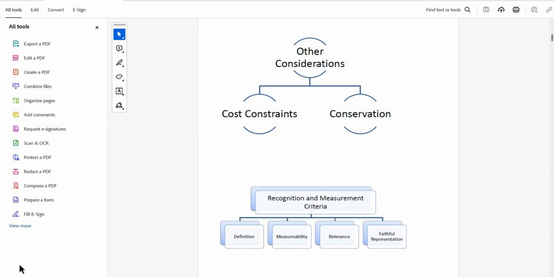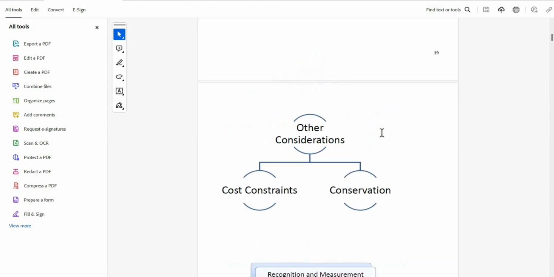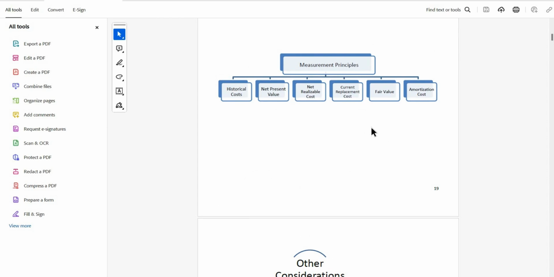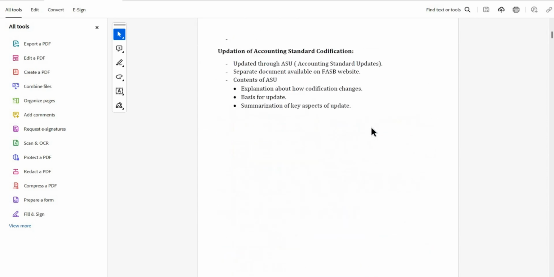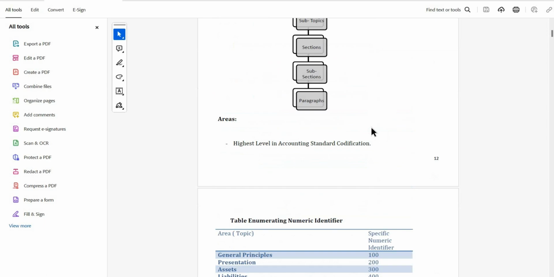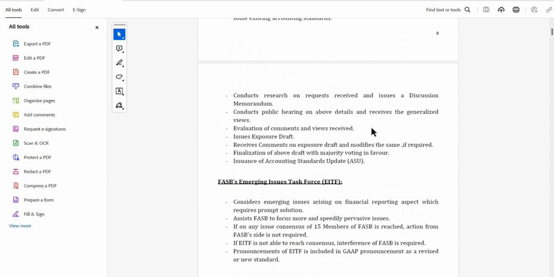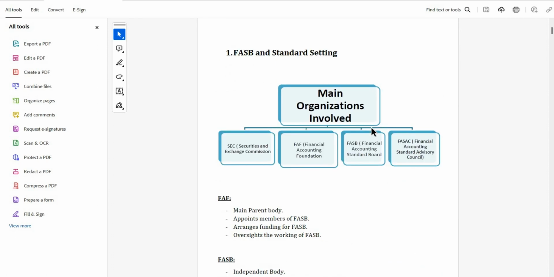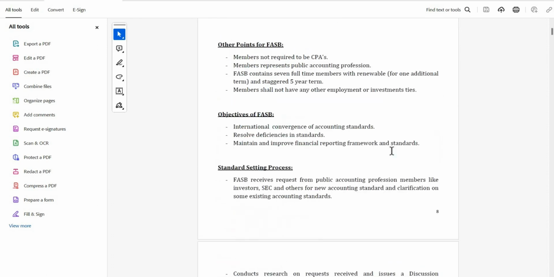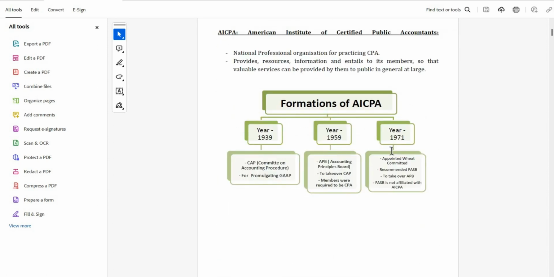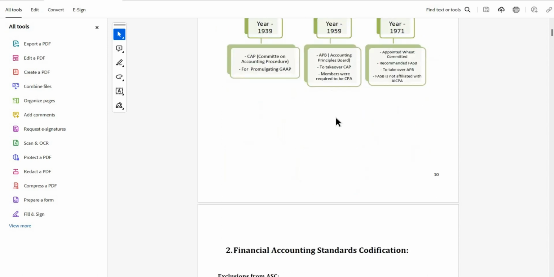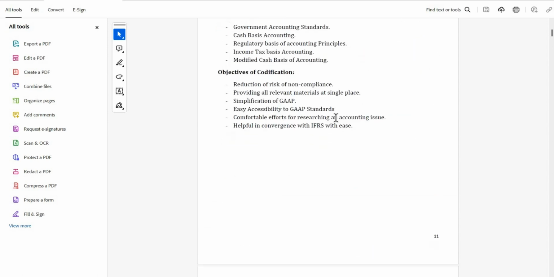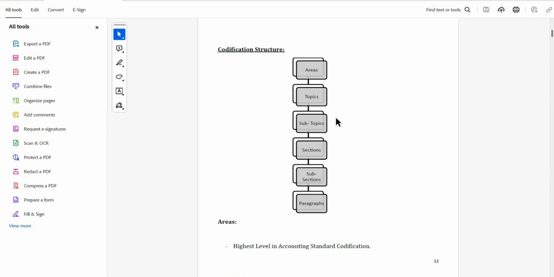Starting with the second part of the introduction. So we ended over here, measurement principles. So just have a first recap of the things which we studied. We did the introduction one, that is the FACS and the boards. We studied the boards and when AICPA formed. This one is important, codification structure.